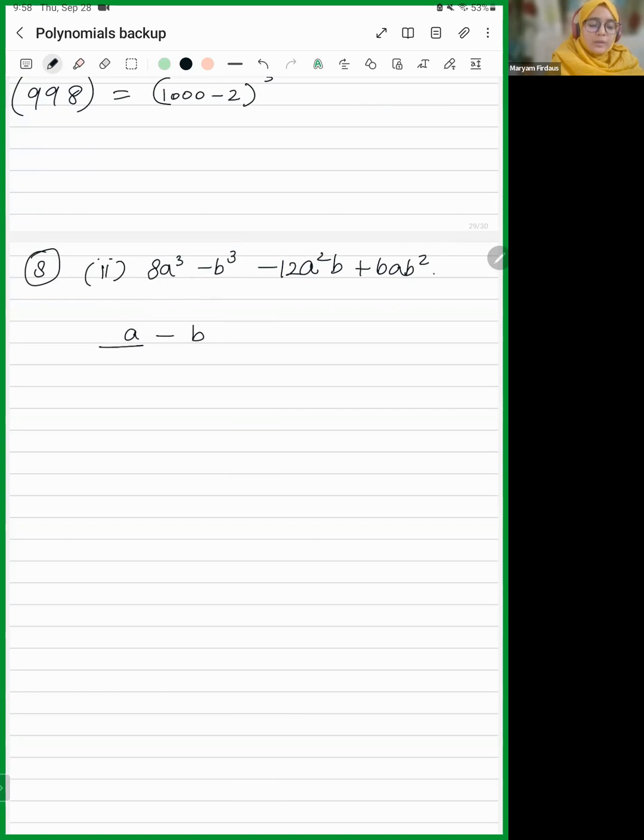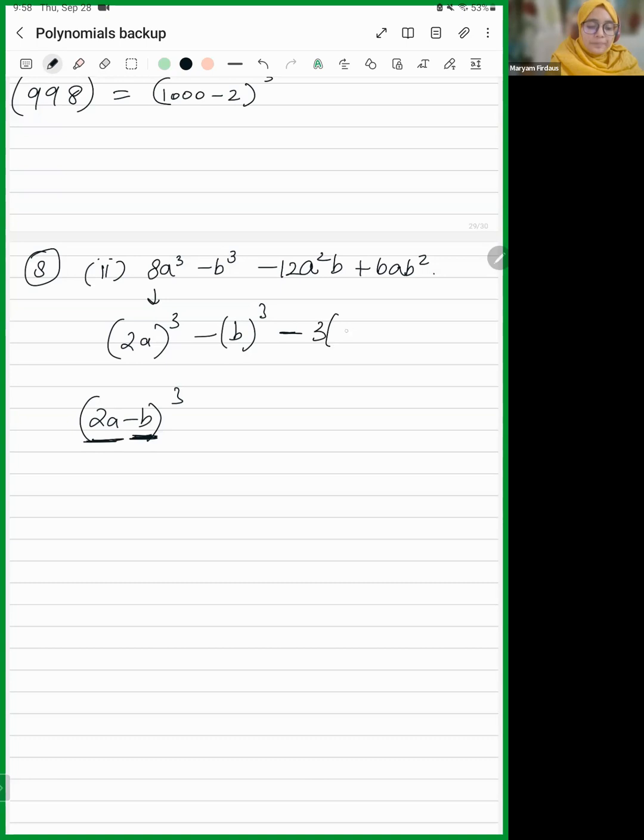Can you tell me what will be the coefficient of a? See, this can be written as 2a whole cube. This can be written as b whole cube minus. Now you have identified what is your x and y. This is going to be 2a minus b whole cube, right? So this is the first term and the b is the second term.